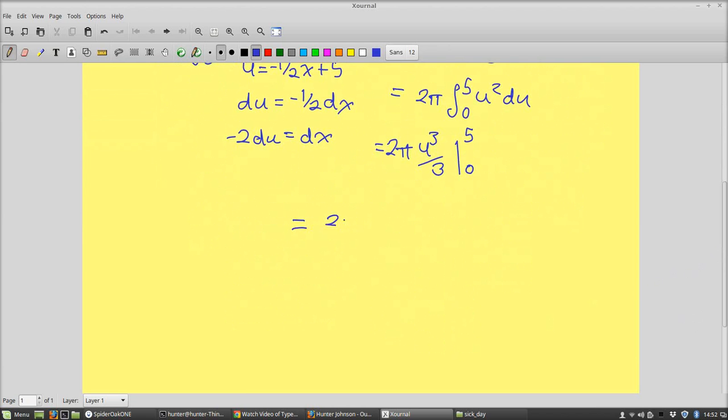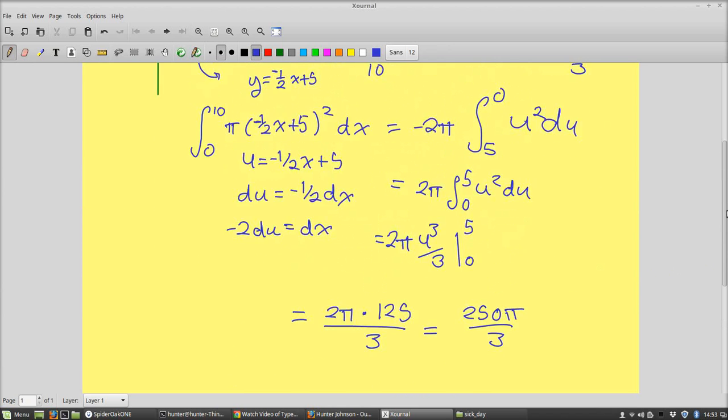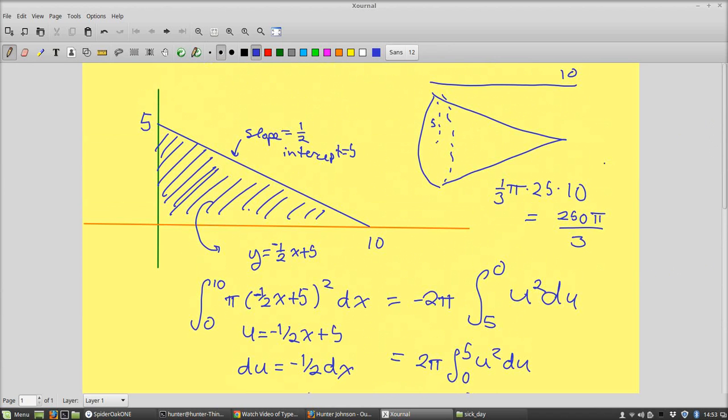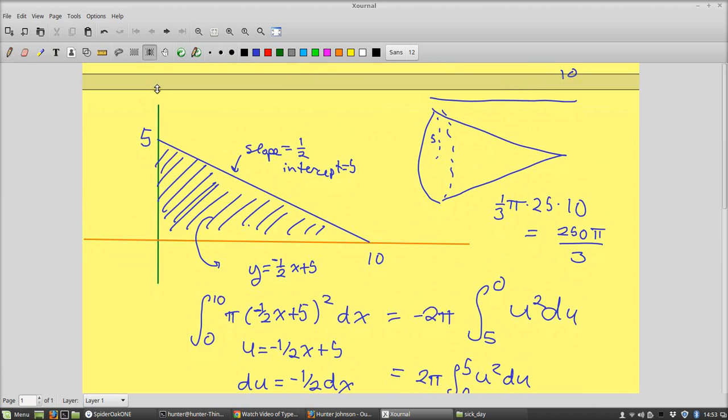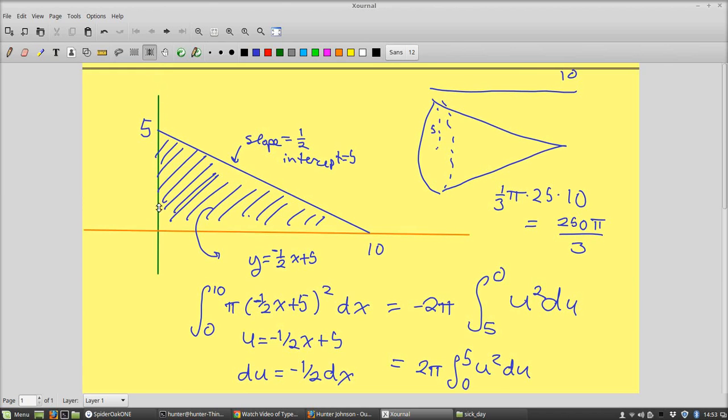which is 2 pi times 125 over 3, which is equal to 250 pi over 3, which is what we knew the answer had to be from the cone formula. So this is a good way to make sure that you are doing a technique correctly, when you can check and make sure you get the same answer when you do something two different ways. It's always fun.